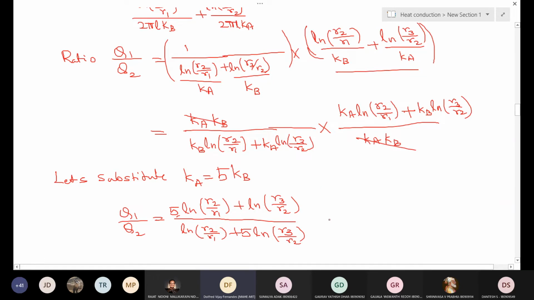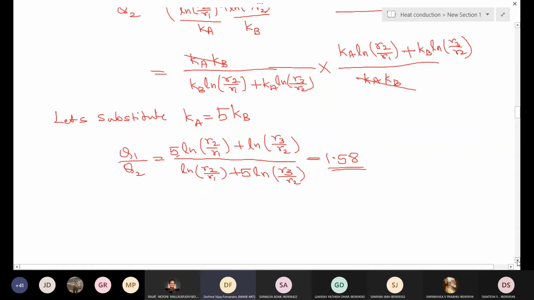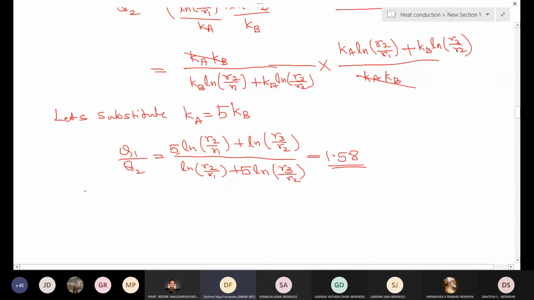Substitute the radius values and tell me what this ratio is equal to. 1.58. Okay, this will be 1.58. So substitute everything and then write the answer. Okay. So that means Q1 is 1.58 times Q2.